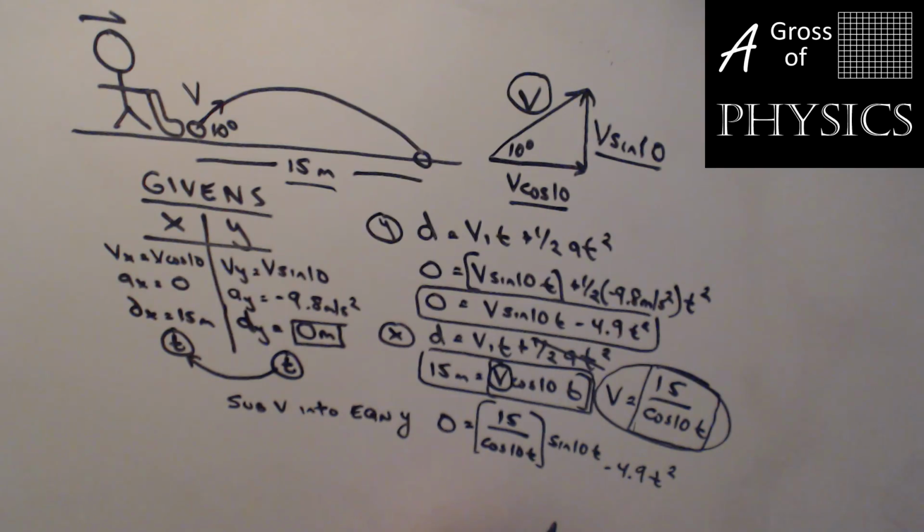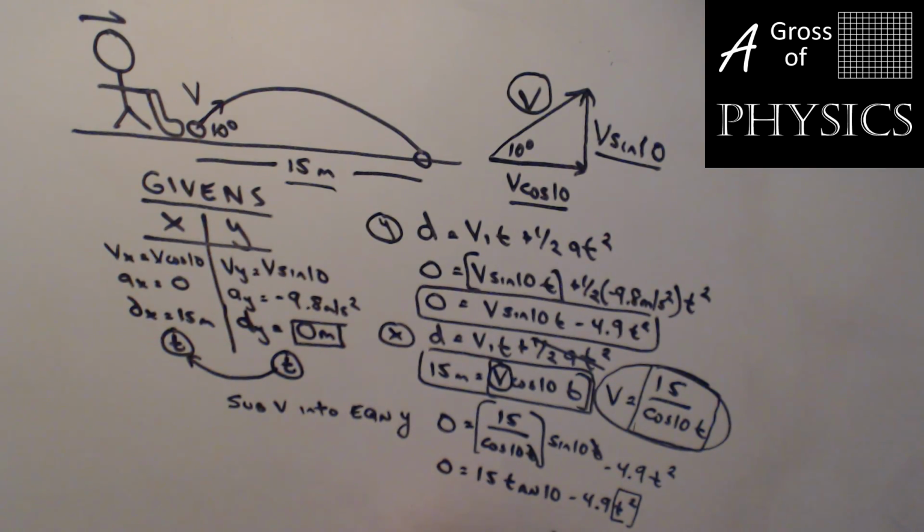Well, what do we know about sine and cosine? If we divide the two, we should end up with 15 tangent of 10, and these t's will cancel out. Minus 4.9 t squared. Well, look at this. One unknown, and it's t. So what I'm going to do is bring this 15 over, 15 tangent 10, now 15 times tangent 10 is a number, it's 2.645. And I'm going to bring it over and divide by 4.9.